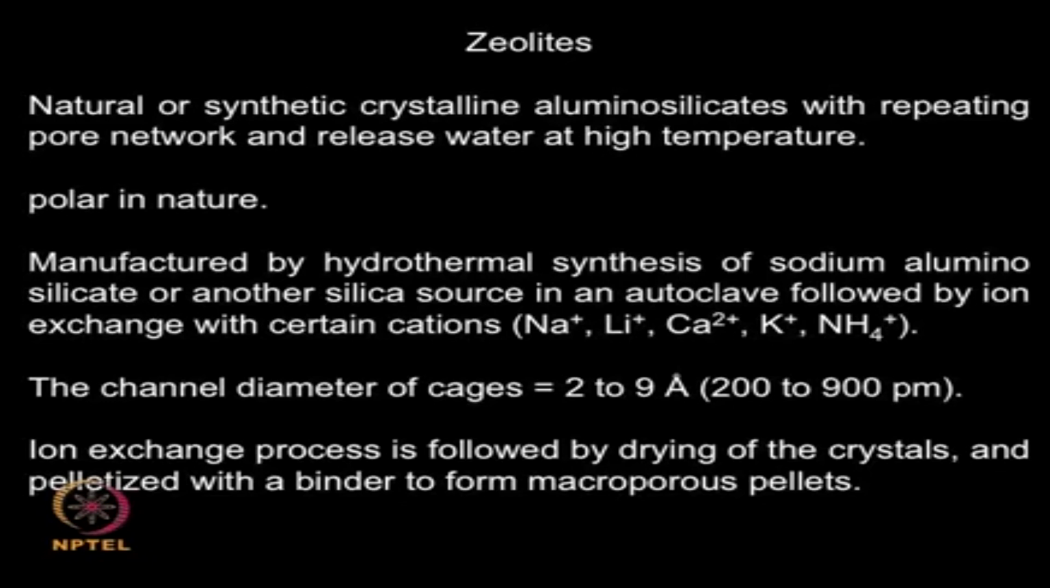So how do you manufacture this zeolite? It is a hydrothermal synthesis of sodium aluminosilicate or another silica source in an autoclave, and then you do an ion exchange with certain cations like sodium. So you get sodium ZSM5, that means the sodium salt of ZSM5, or you can have a lithium salt, or a calcium salt or potassium or ammonium and so on.